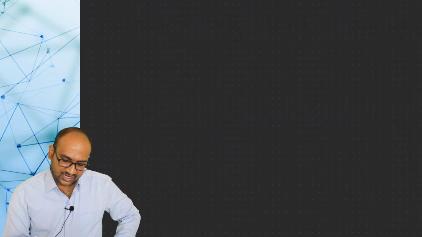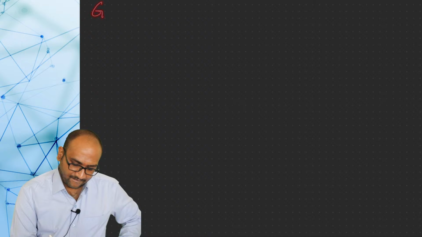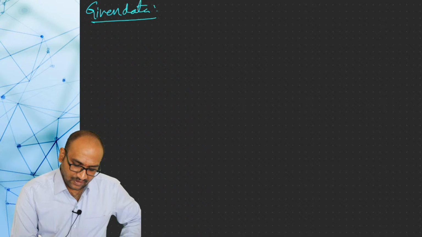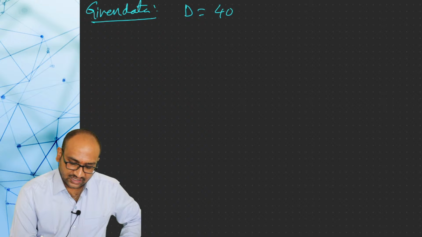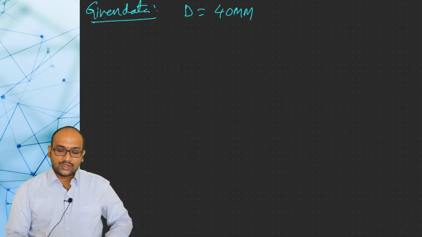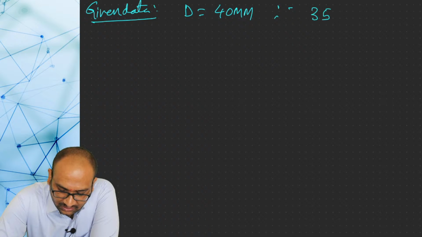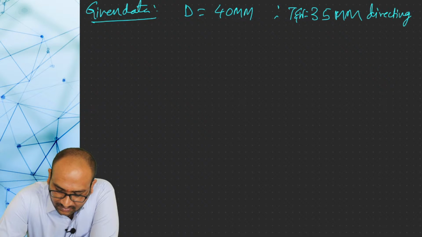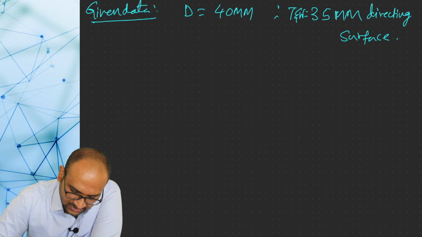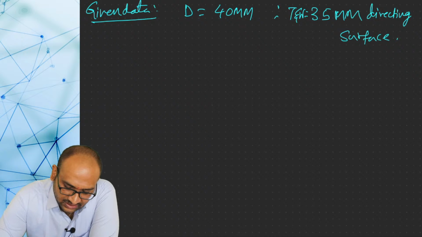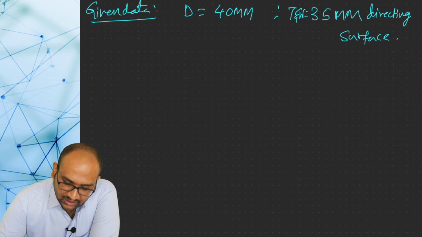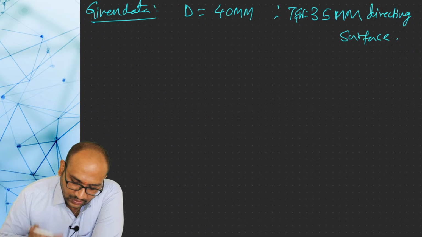The diameter of the rolling circle or generating circle is 40 mm. And the tangent and normal distance is 35 mm from the directing surface. So this is the problem. We have already seen the nomenclature. First we will draw the 40 mm diameter circle.